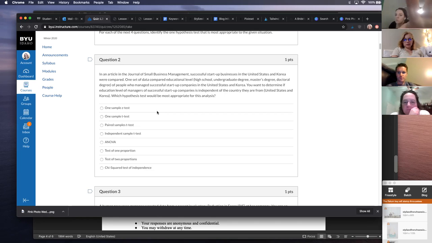I want to say independent sample t-test, but maybe that's too obvious because it says independent. So what helped me with this one, I guess there are kind of two key parts. One is it's asking for which hypothesis test. So what I did is I opened up the spreadsheet and I looked at which hypothesis tests deal with independence. And the one that we just learned, I hope I'm not giving away too much, is the chi-squared test of independence.